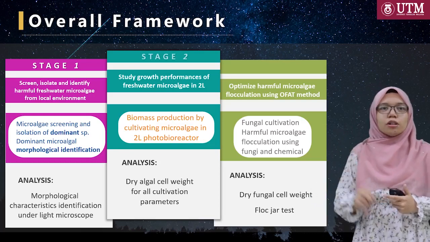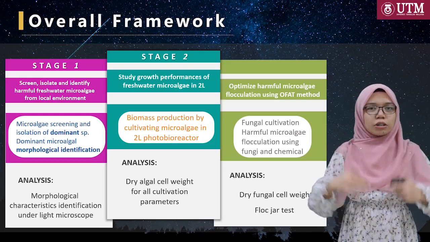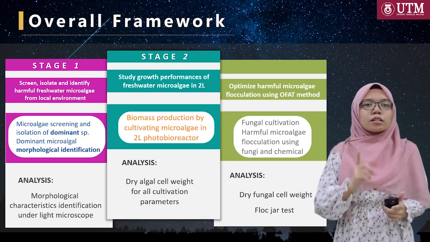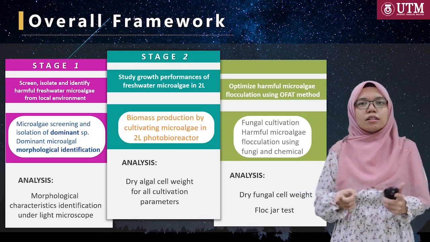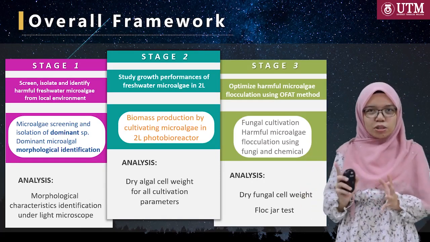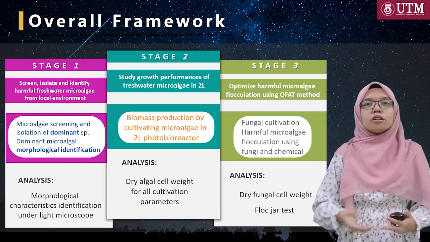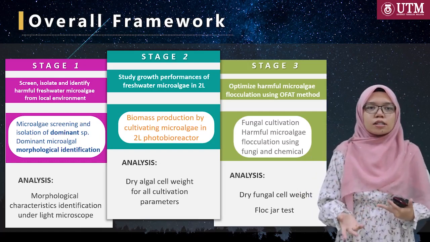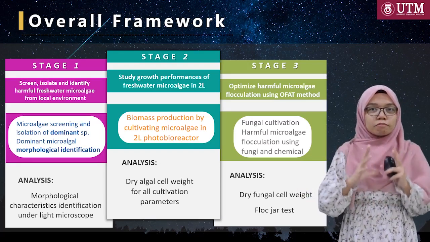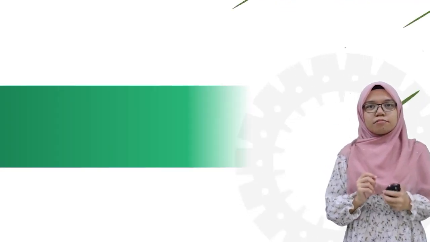In stage 2, to study the growth performances in a 2 liter photobioreactor, increasing the biomass production, analysis of dry algal cell weight is conducted. At the last stage of optimization of harmful microalgae flocculation, the fungus is cultured and undergoes dry cell weight analysis. After that, the harmful microalgae is flocculated using fungi and chemicals in the jar test.